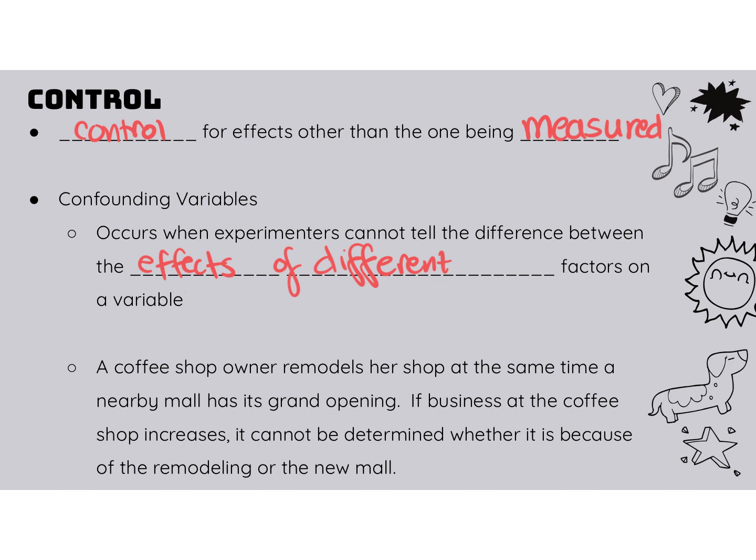So something we talked about in our last lesson was confounding variables. So that's something that control helps you fight against. Confounding variables occur when experimenters cannot tell the difference between the effects of different factors on a variable. So an example of this is a coffee shop owner remodels her shop at the same time a nearby mall has its grand opening. If business at the coffee shop increases, it cannot be determined whether it's because of the remodeling or the new mall.